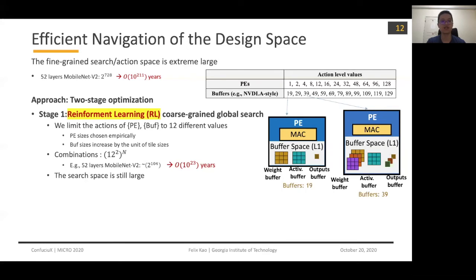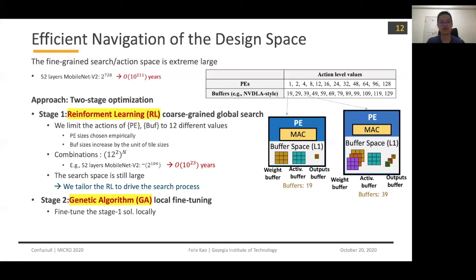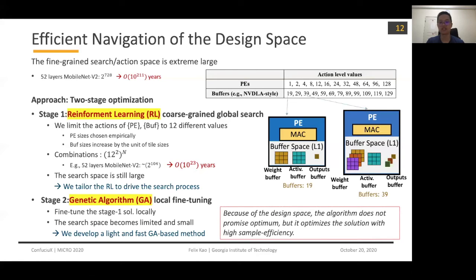By this, we can discretize the combination from 2 to the 728 to 2 to the 104, which is a lot. However, the search space is still large, so here we choose to use reinforcement learning to drive the search process. For the second stage, we use a genetic algorithm for local fine-tuning. What it does is take the first stage solution, perturb it a little bit, and see how the performance changes. So the search space is limited and small. So here we choose to use a light and fast GA-based method. Because of the design space, our algorithm does not promise optimality, but it optimizes the solution with high sample efficiency.